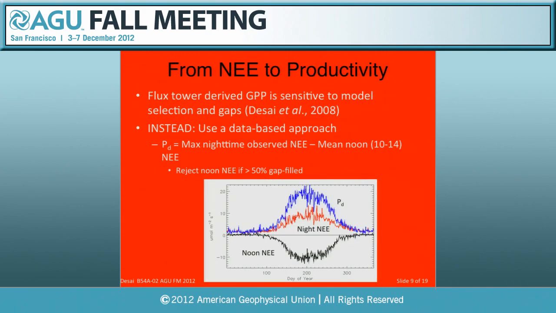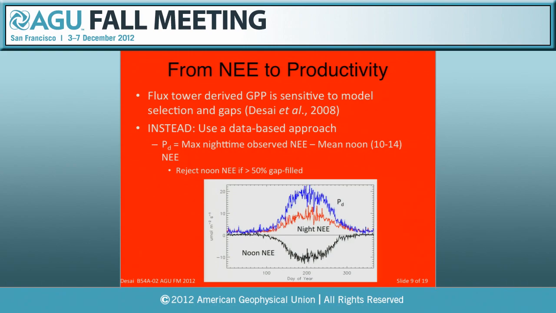All right, so first of all, there's a big issue with trying to get GPP from flux towers, because we don't observe GPP, or gross primary productivity. And many of us, including myself, have published just how sensitive it is to gaps and the type of model you use. So I'm going to do something a little bit more data-based. I'm just going to do this really simple test.